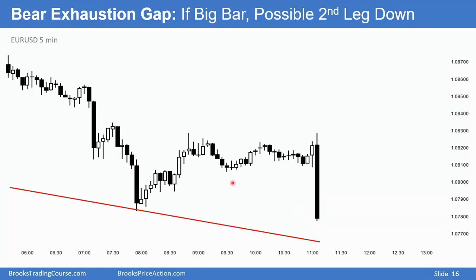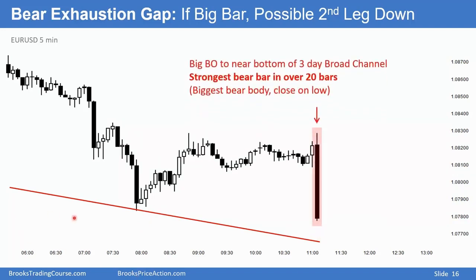For example, a measuring gap. We have a double top here, neckline here, possible measured move down. A lot depends on what the follow-through looks like. If the bears have a second big bear bar, they probably, better than 50%, will get a measured move down from this double top, or you can call it a triangle. 3 pushes up, 1, 2, 3, in a trading range.